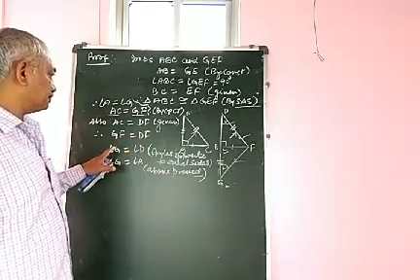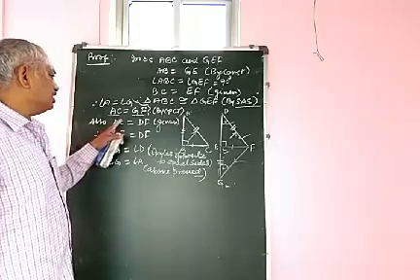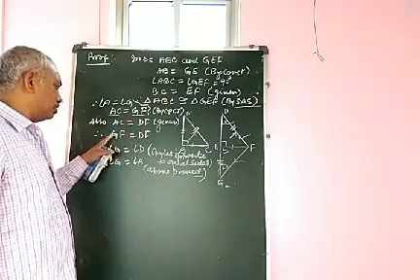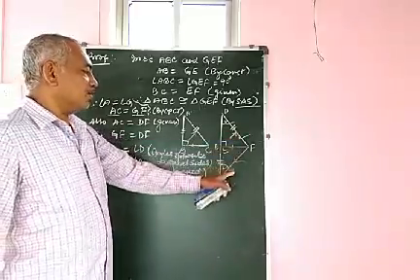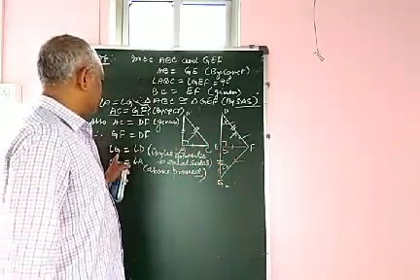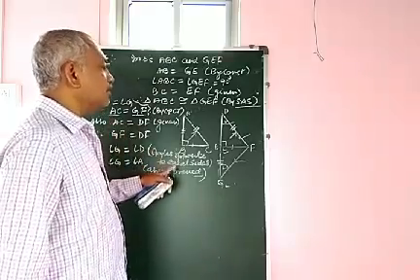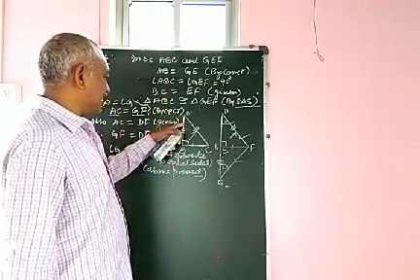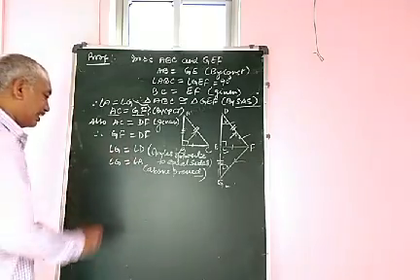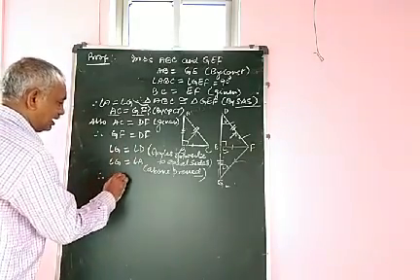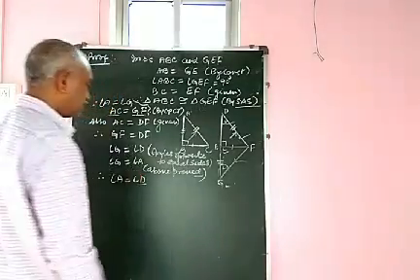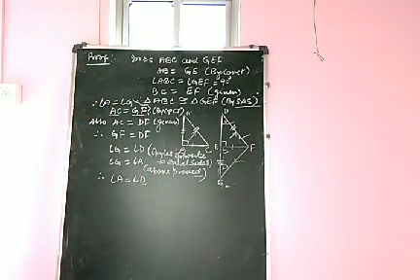Therefore, AC is equal to GF, and AC is equal to DF, given. Therefore, GF is equal to DF. Now this and this are equal, so opposite angles are also equal. So angle G is equal to angle D. But we already proved that angle A is equal to angle G. So angle G is equal to angle A. Therefore, angle A is equal to angle D.